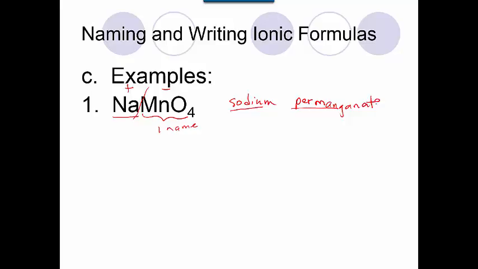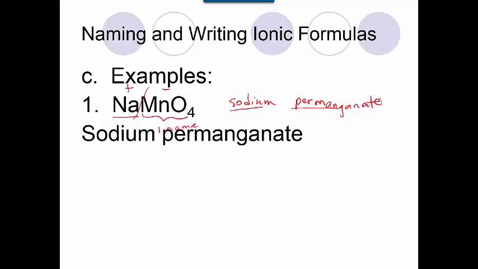And permanganate, because it's a polyatomic ion, we don't change any endings. They are the way they are. The only other thing that we need to be careful of is, is sodium a transition metal? If you look at where sodium is on your periodic table, it's in group 1. And group 1 is not a transition metal, so only groups 3 through 12. So it doesn't need any Roman numerals. So your final answer should be sodium permanganate.